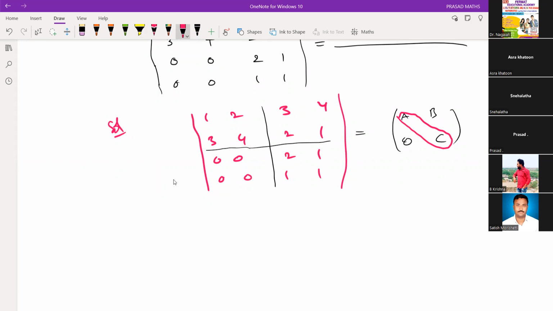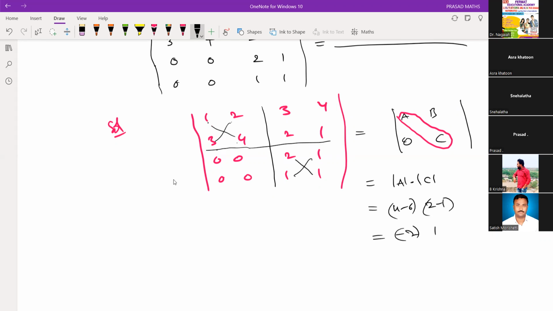Once you have a block upper triangular matrix, the det of this block upper triangular matrix is nothing but det of A into det of C, the product of the diagonal blocks. So what is det of A? 4 minus 6, this into this minus this into this, that is minus 2. Similarly for C, this into this minus this into this: 2 minus 1, which is 1. Therefore, the determinant is minus 2. Is it clear?